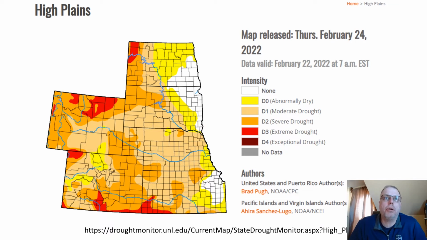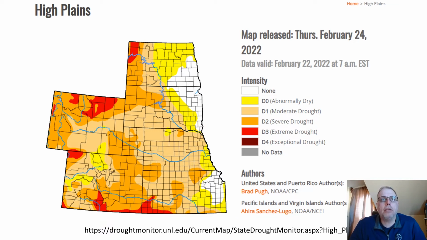We're currently looking at some pretty dry conditions as we go across Kansas, eastern Colorado, and western Nebraska. You'll start seeing some of that dark orange. That would be that D2 severe drought rating. And in fact, in far southwest Kansas, you can pick up that extreme drought rating. As we look at the rest of the state, most of Kansas and Nebraska are also in that moderate drought, and the drought is moving farther east. And so it's becoming quite widespread. We need to understand the implications of that.